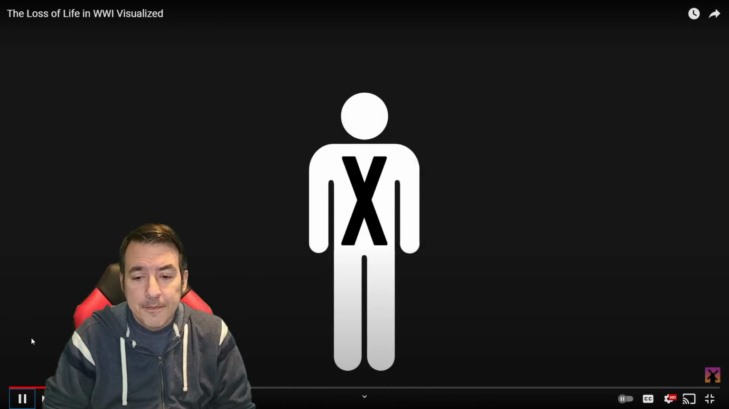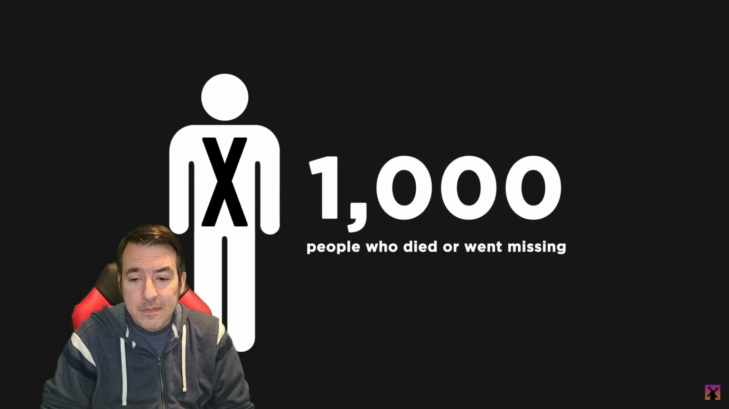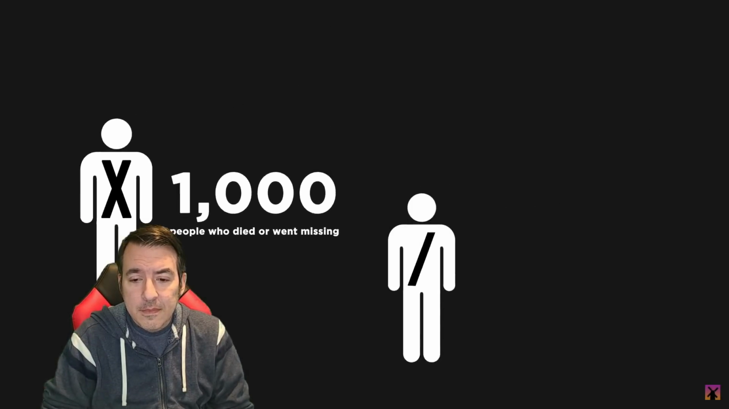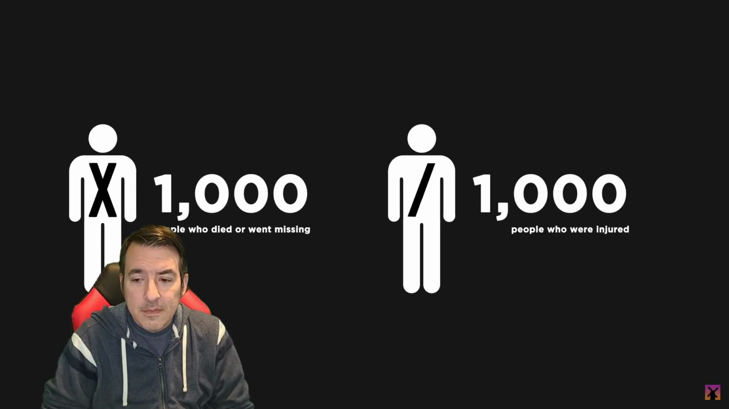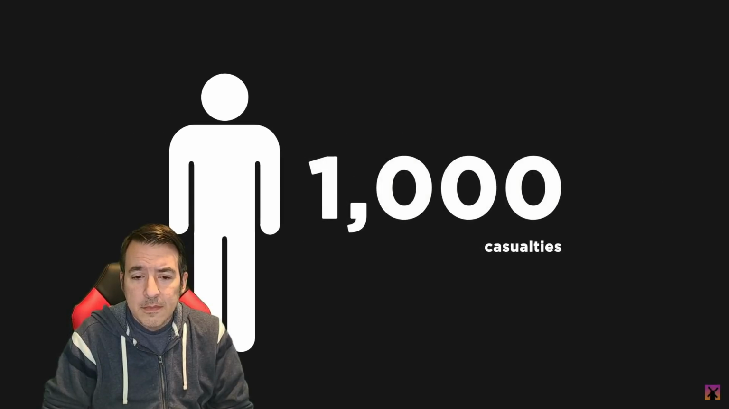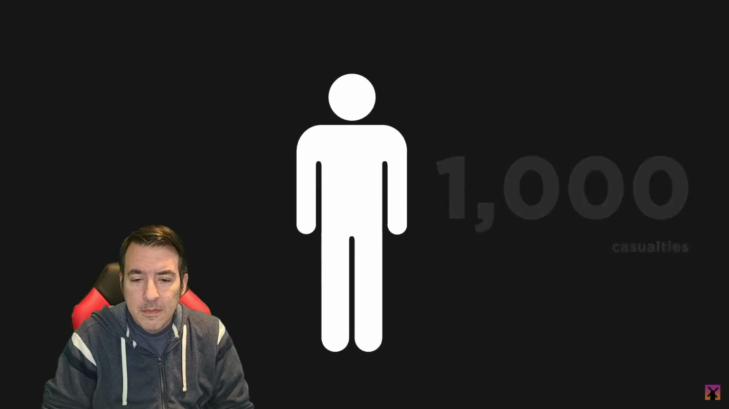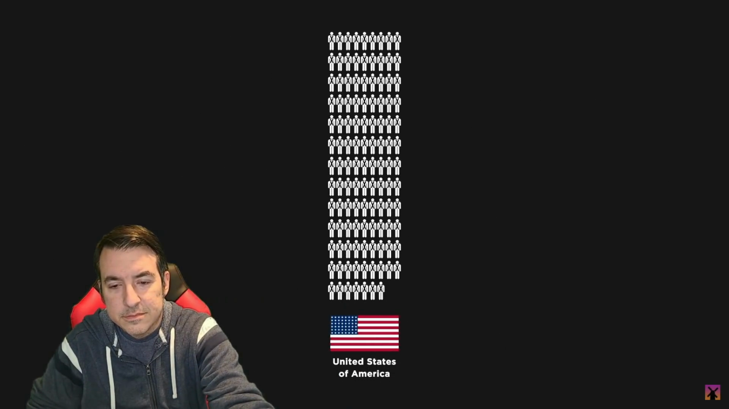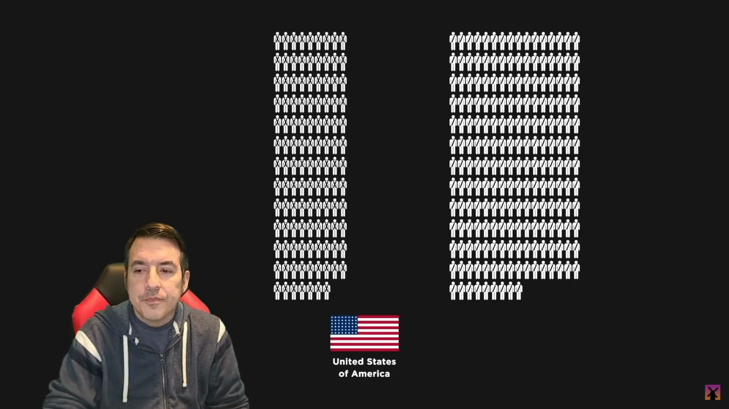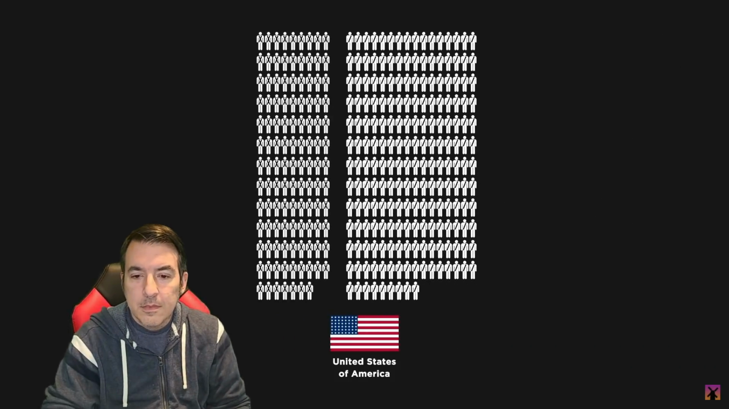Each of these models represents 1,000 people who died or went missing, while each of these models represents 1,000 people who were injured, which when combined equal the number of casualties. And we'll begin the counting with the United States. Over 116,000 soldiers died, and another 204,000 were injured fighting against the Germans and Austrians on the Western Front.